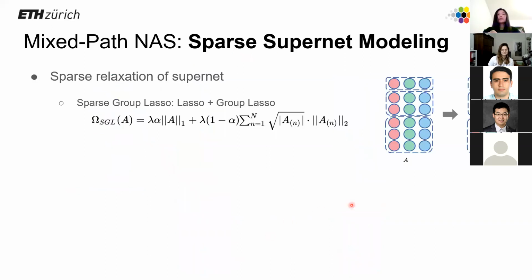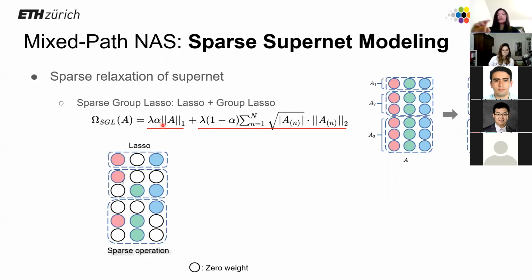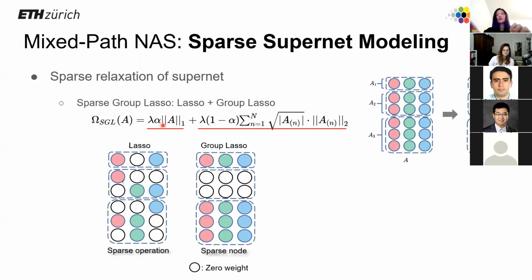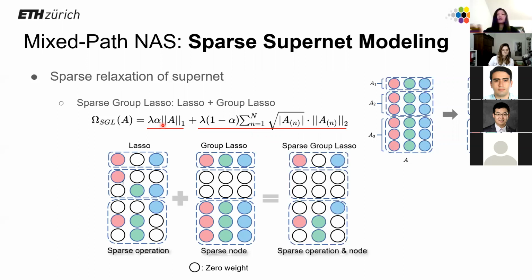Because we want to specify both the operations and the nodes, we suggest a sparse relaxation of the supernet using the sparse group lasso. The sparse group lasso term is a combination of a lasso term and a group lasso term. Here we group the weights of the incoming operations for each node as a group. The lasso term on each weight element specifies the operations, and the group lasso term removes useless nodes in the supernet. So finally, this mixed sparse group lasso can achieve good sparsity on both the operations and the nodes.